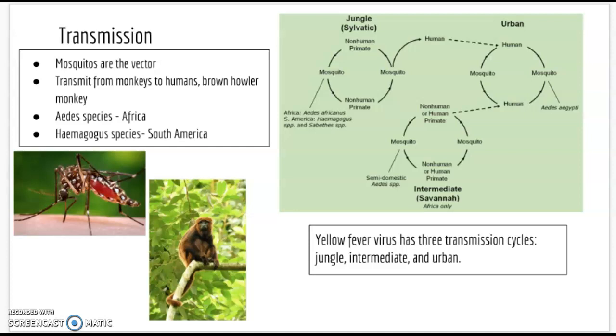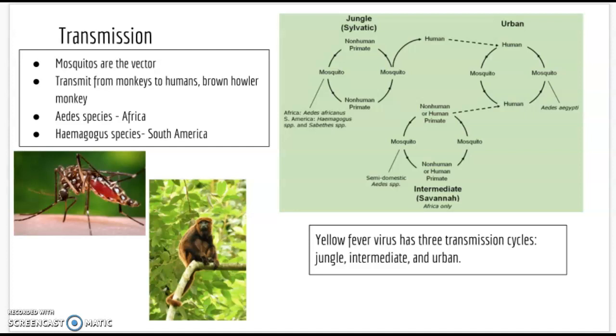The jungle cycle involves transmission of the virus between non-human primates, for instance monkeys, and mosquitoes found in the forest canopy. The virus is transmitted by mosquitoes from monkeys to humans when humans are visiting or working in the jungle.